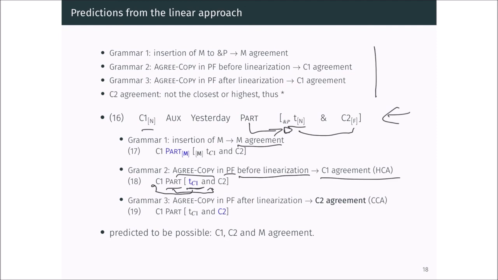Interestingly, in grammar 3, what we predict is that C2 agreement should be available as well. Remember that in grammar 3, agree copy is in PF after linearization. Well, after linearization, C1 is moved away, so C2 becomes the closest conjunct to the participle within the conjunction, because that's the only conjunct in the conjunction. So it will predict that C2 agreement becomes available. So the prediction is that C1, C2, and masculine agreement are all available in CSCV movement.